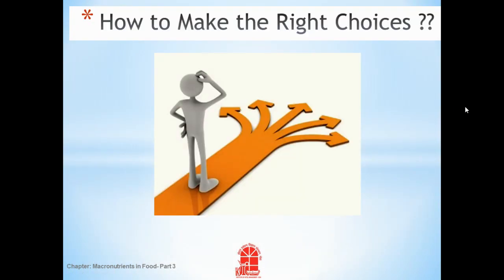How to make the right choices? Well, here are some tips. Start the day with whole grains. Try a hot cereal like oats or a cold cereal that lists a whole grain first on the ingredient list and is low in sugar. A good rule of thumb: choose a cereal that has at least 4 grams of fiber and less than 8 grams of sugar per serving.